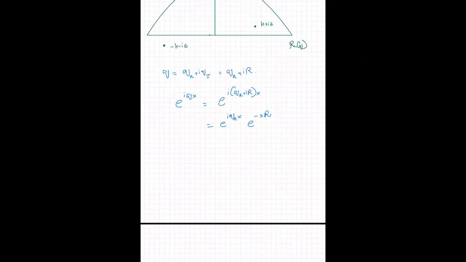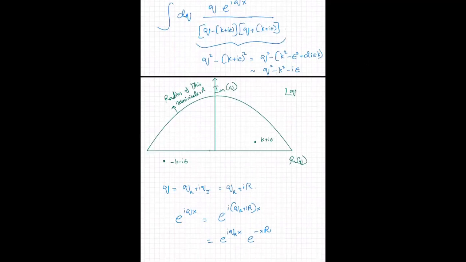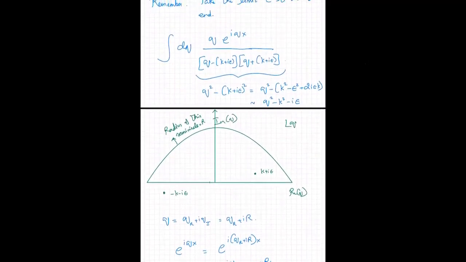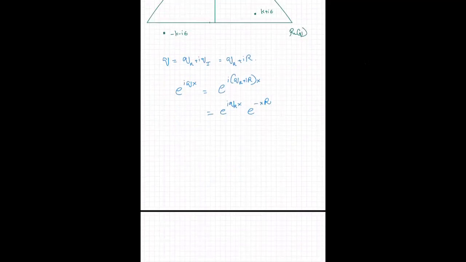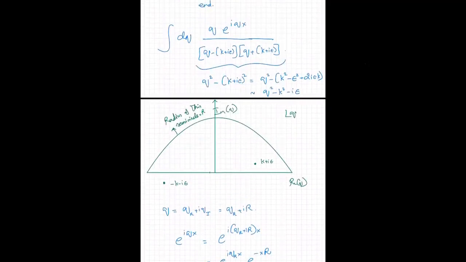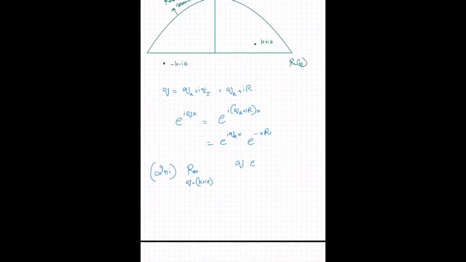There could be problems in which I can also close it in the bottom half, but this is not one such. So when all is said and done, my integration simply becomes 2 pi i times, if I close it in the top half, I only pick up the pole at k plus i epsilon. The minus k minus i epsilon pole is outside my region of integration. So this becomes 2 pi i times the residue at q equals k plus i epsilon of this entire function, q times e to the iqx over q minus k plus i epsilon times q plus k plus i epsilon.